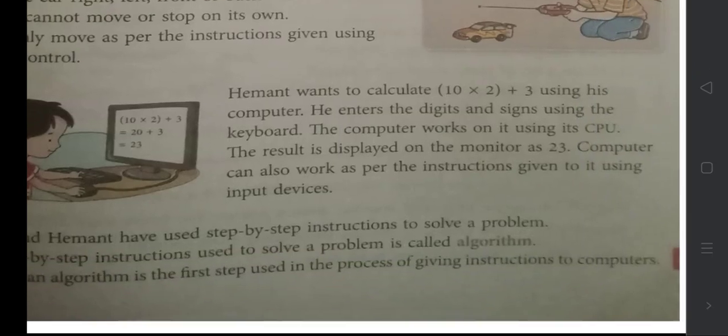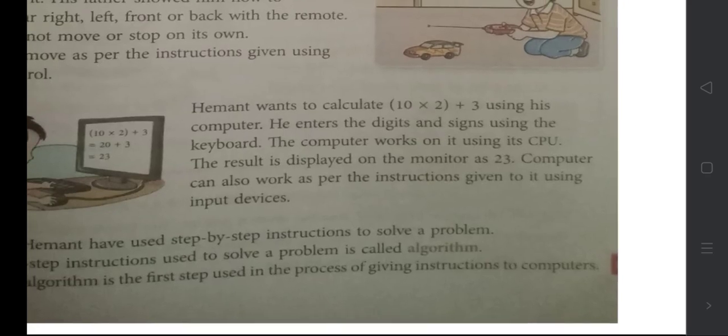Then see here another boy called Hemant. He wants to calculate what is 10 into 2 plus 3. Using his computer, he enters the digits and signs using the keyboard. The computer works using its CPU. The result is displayed on the monitor as 23. The computer can also work as per the instruction given to it using input devices.